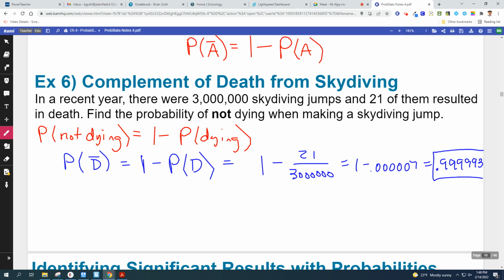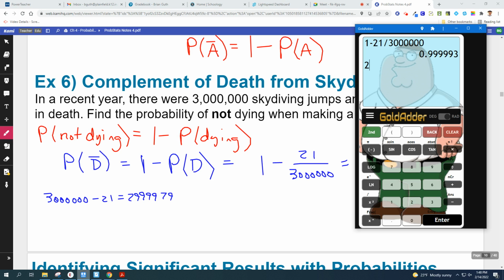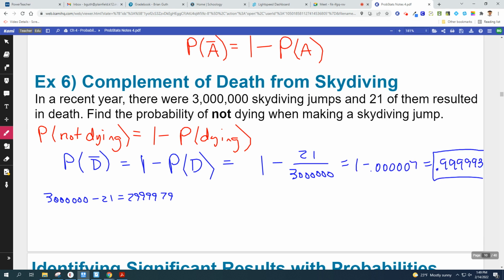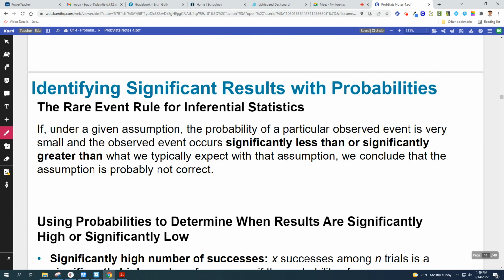Complement. Now, incidentally, we don't have to do this with the probabilities. We could say, well, there were 3 million total and subtract the 21 that die. That means there are 2,999,979 that didn't die. So if we took that number over 3 million, we should get the same thing. Okay, so I'd rather probably use the complement rule with the probabilities, but you can do it with just the regular number of items.